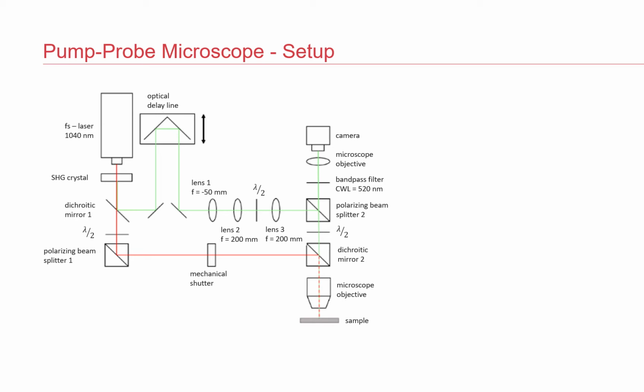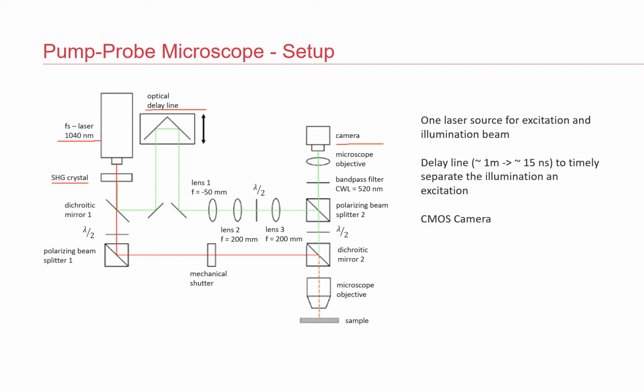Now let me show you our microscope setup. We are using a single femtosecond laser at a wavelength of 1040 nanometers. And by focusing the laser in an SHG crystal, we generate a second beam path. The 1040 nanometer beam is used to excite the sample, shown in red, and the beam at 520 nanometers is used to illuminate the sample. We also added an optical delay line to delay the illumination beam, and for imaging we are using a monochrome CMOS camera.